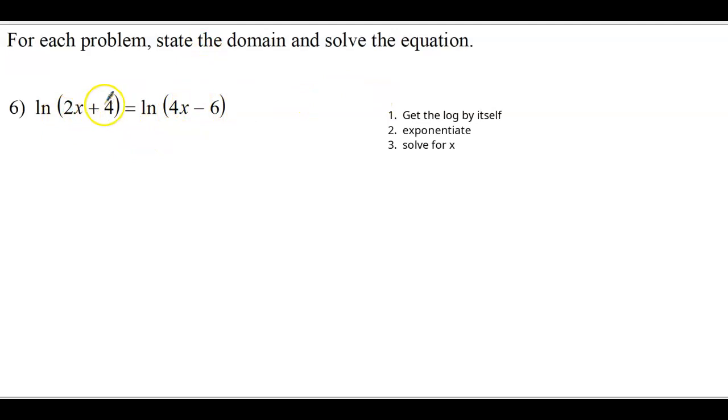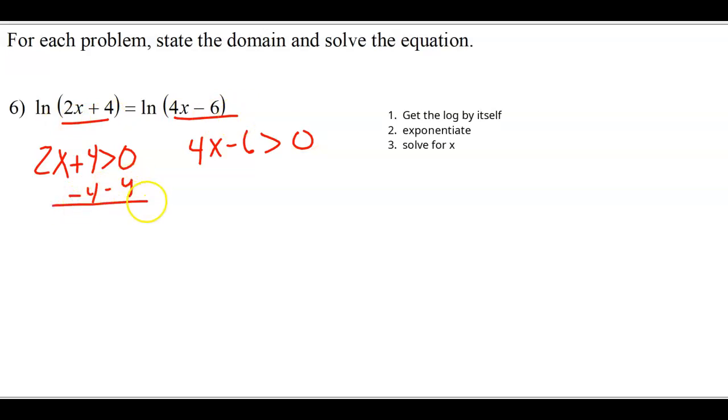And in fact, checking the domain is really important on these types of problems where you have a log on both sides. Those are ones where it's most likely you're going to end up with some kind of a false solution called an extraneous solution. So let's go ahead and find our domain first this time like we're supposed to. So I'm going to take each argument and set them both greater than 0 and solve both. So for this one, x needs to be greater than -2.